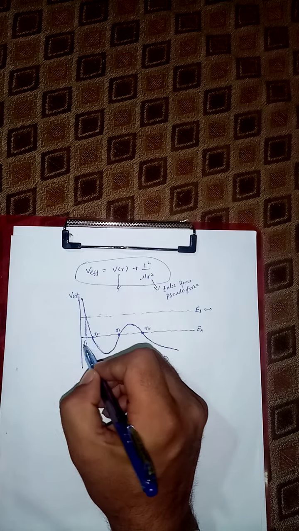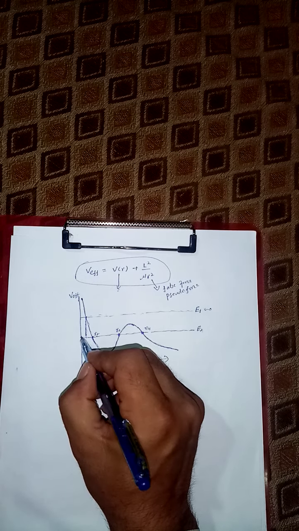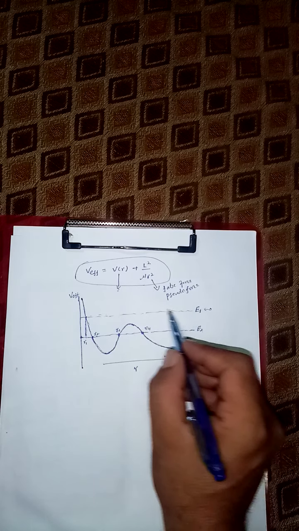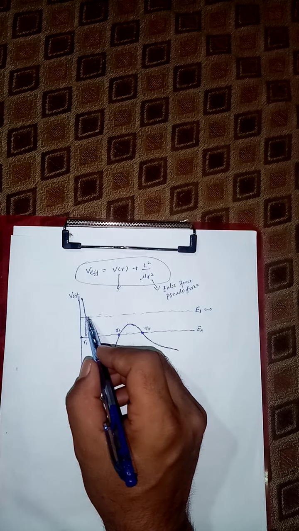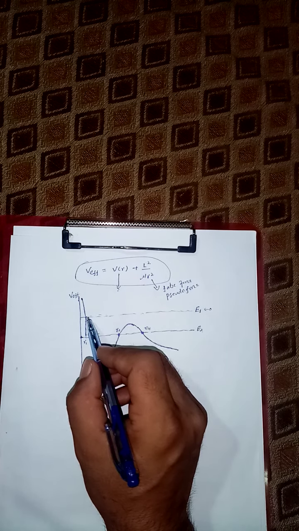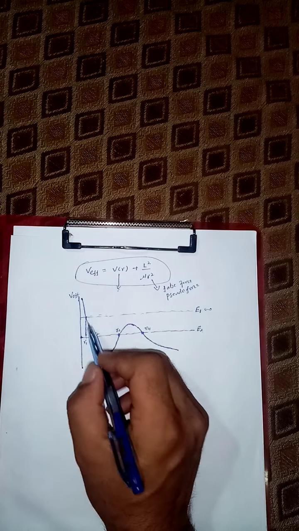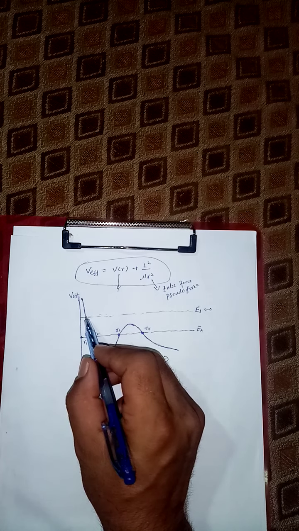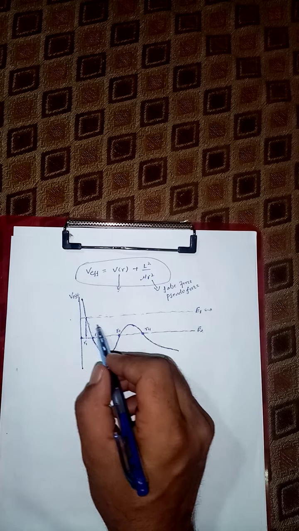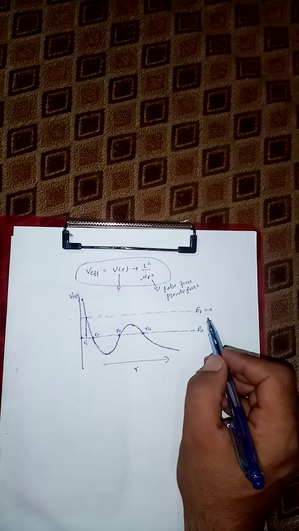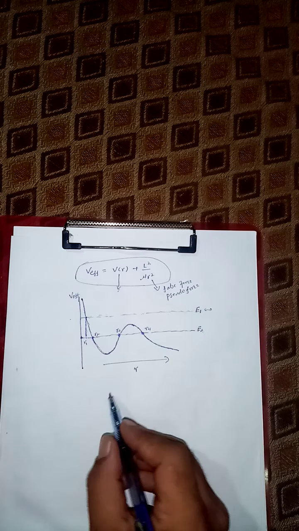which is at a distance R1 from the force field, and then this particle cannot overcome the potential barrier. This is the barrier, so the particle cannot cross this barrier to this side, but it comes here and then again it will move back to infinity. So the situation is like this.